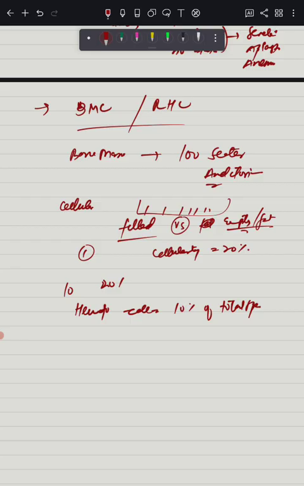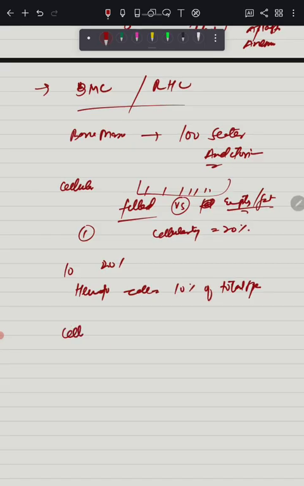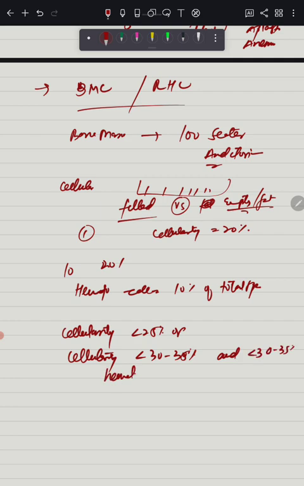So the final clinical takeaway is that you can diagnose aplastic anemia by either cellularity less than 25%, or, if borderline, cellularity less than 30 to 35% and less than 30 to 35% hematopoietic tissue of total marrow space. But as long as there is no infiltration, no fibrosis, no dysplasia.